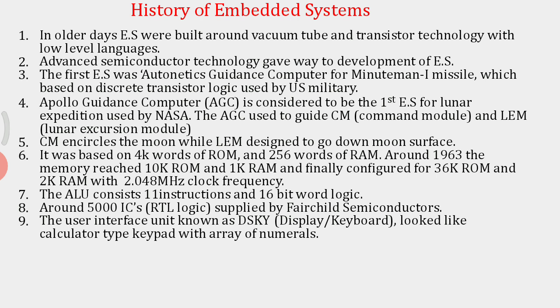The ALU of this AGC consists of 11 instructions and 16-bit word logic. Around 5,000 ICs with RTL logic were supplied by Fairchild Semiconductors. The user interface unit, known as DSKY, display and keyboard, looked like a calculator-type keypad with an array of numerals.